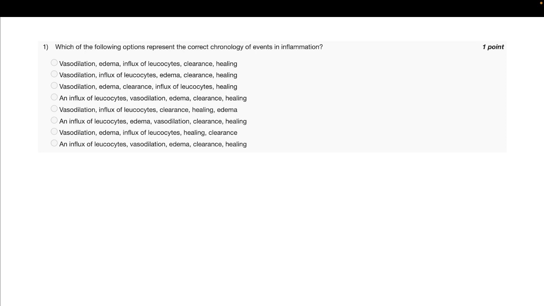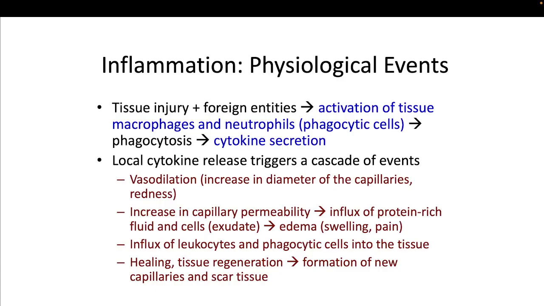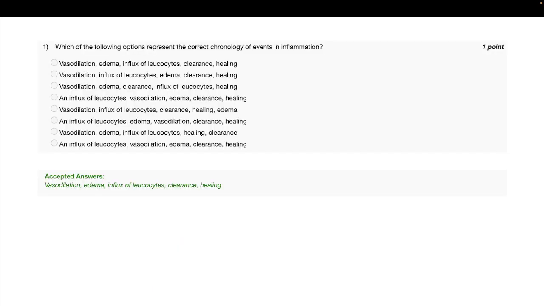So the first question was, which of the following options represent the correct chronology of events in inflammation? Whenever inflammation occurs, there is a certain cascade of events that happens one by one. First there's vasodilation, meaning your capillaries will grow a bit and increase in diameter to let blood flow towards the site of inflammation, which causes the redness. Then there is edema.